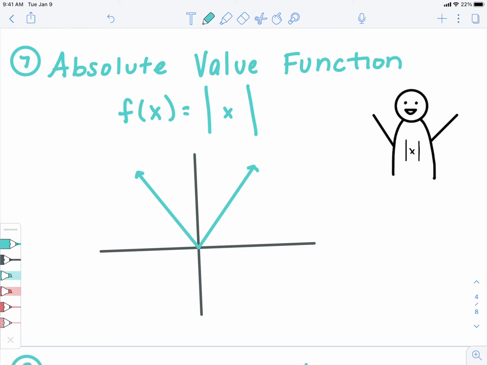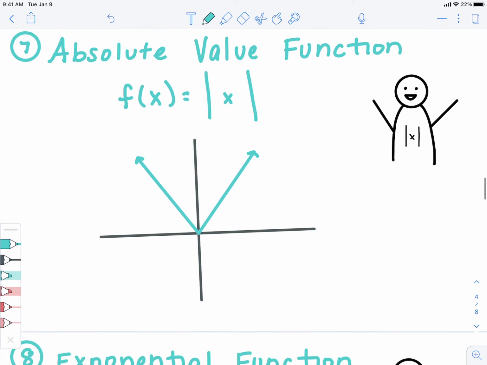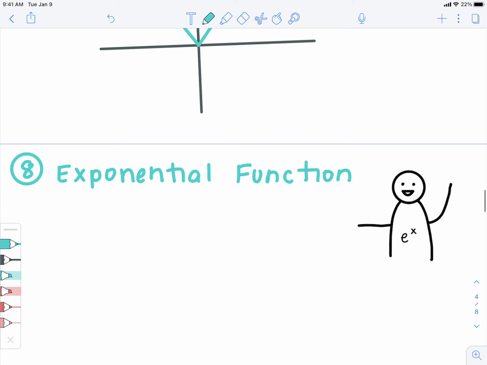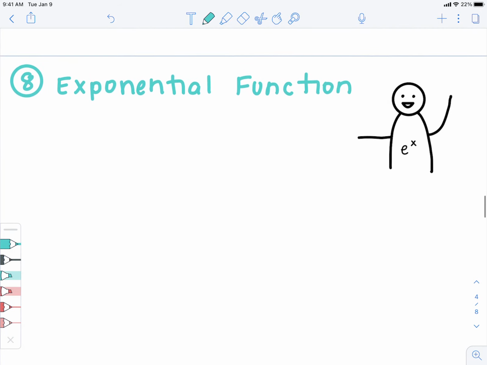What would the range be here? 0 to infinity, right? And when we wrote that, we would use a bracket on 0 because it's included. And then this might be one of the last ones you've ever seen.